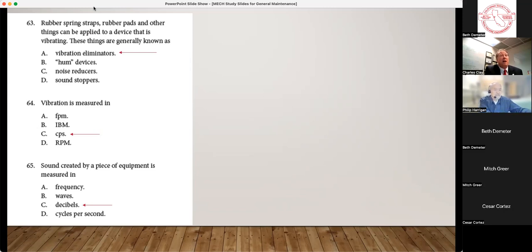Sound created by a piece of equipment is measured in what? It's decibels, so it's a decibel meter. It looks a lot like a handheld that you can hold up. Normal conversation, I believe, is around 60. Unless it's me, I speak in a very low voice, and usually I'm around 55, I think, or something like that. Or you can turn up your volume and get a little bit higher. Next slide, please.